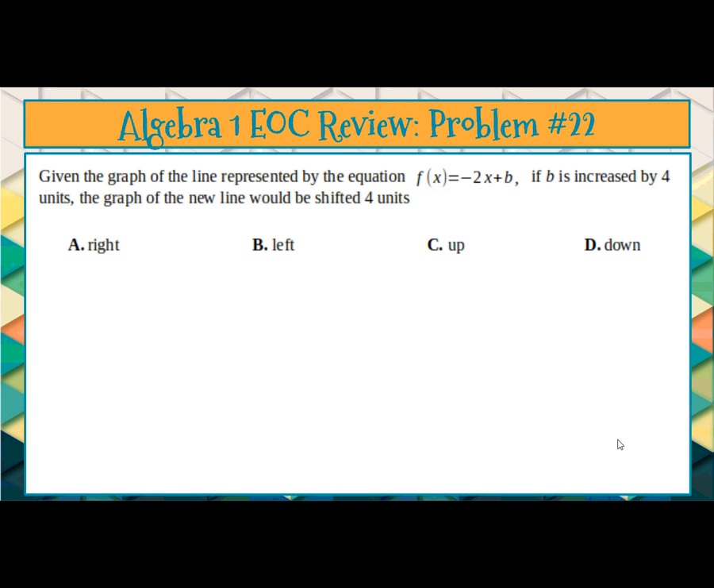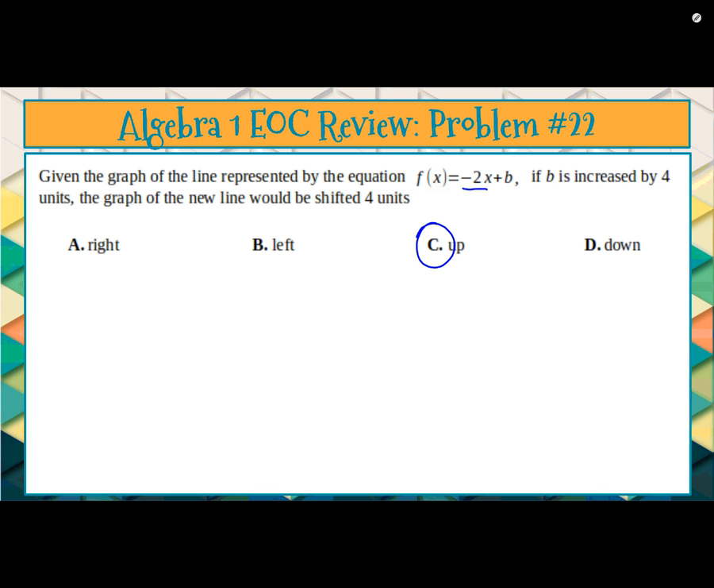All right, so here is problem number 22. Given the graph of a line represented by the equation f of x equals negative 2x plus b, if b is increased by 4 units, the graph of the new line would be shifted which direction 4 units? And the answer is up. It would be shifted up 4 units. The reason you can't choose left is because our slope of the line is not 1. So because the slope is negative 2, the best choice for this is up 4.